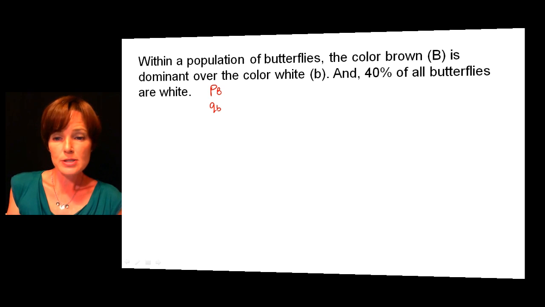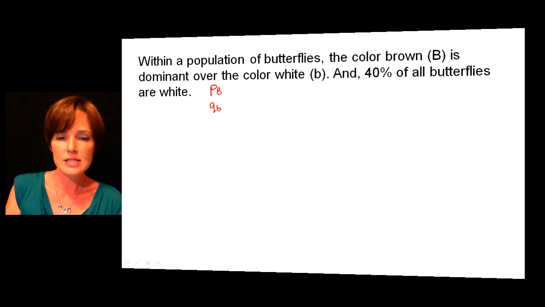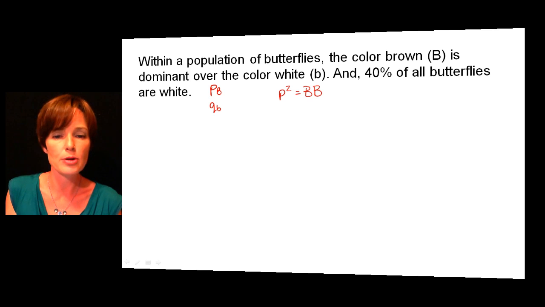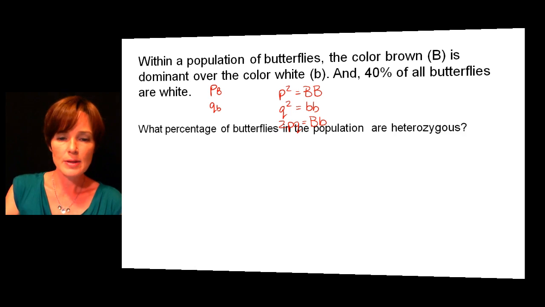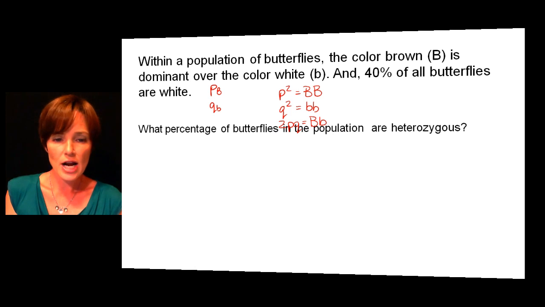Now we're told that 40% of the butterflies are white. Keep in mind, again, if we're talking about the Hardy-Weinberg, P squared represents the frequency of the dominant ones, which would be capital B, capital B. Q squared would represent the frequency of little b, and then 2PQ is going to represent the frequency of the heterozygous ones.